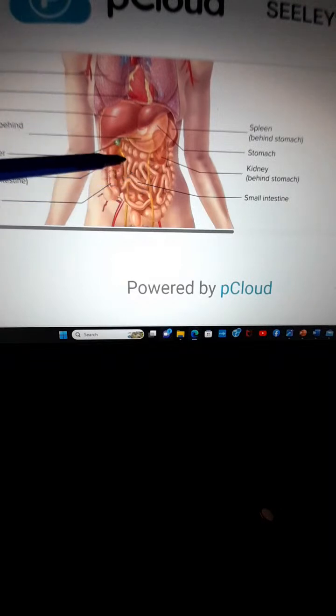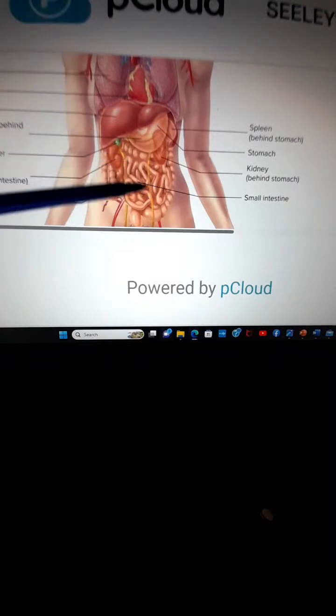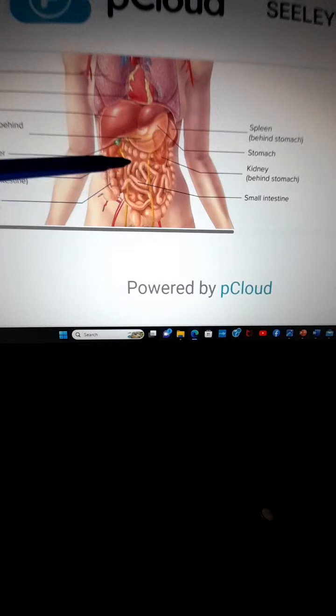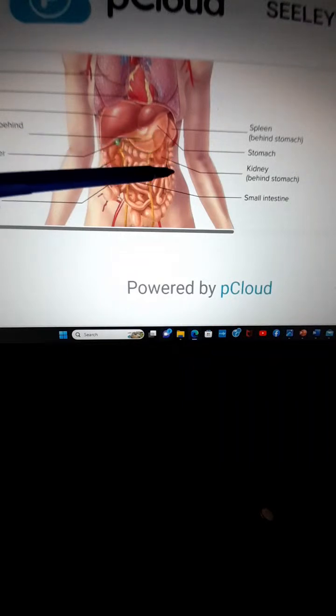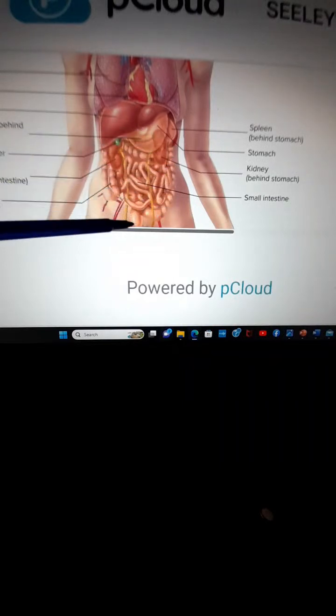If you look at the small intestine, this is where all the enzymes and everything, digestion and so forth, happen. And if you look at the large intestine, that's where all the waste starts to form, and then everything comes out. Okay, good.